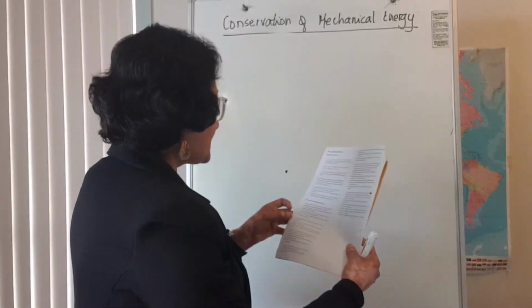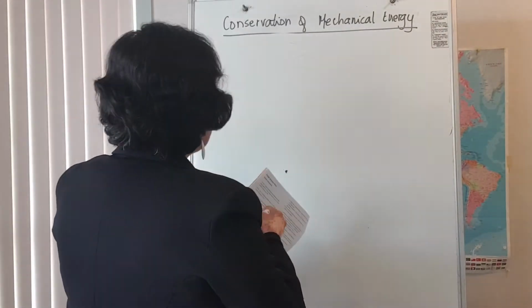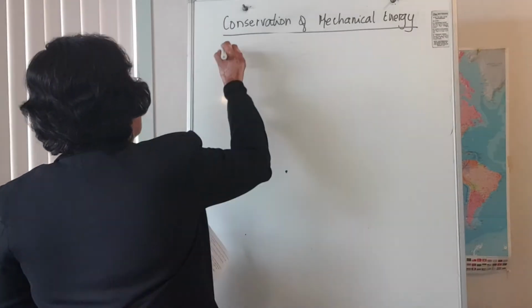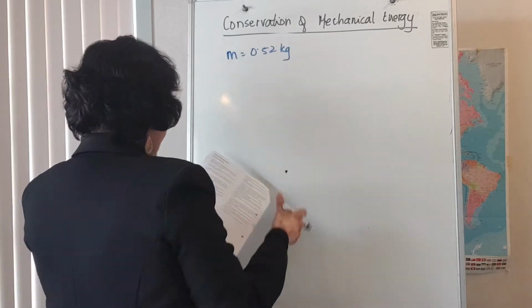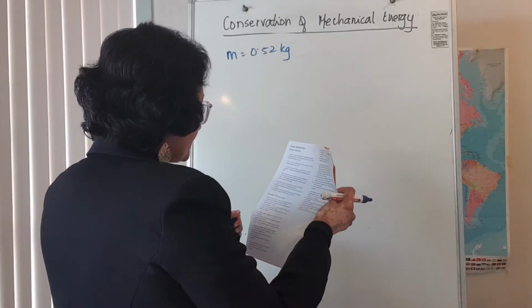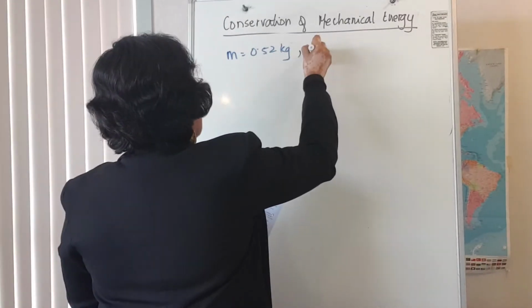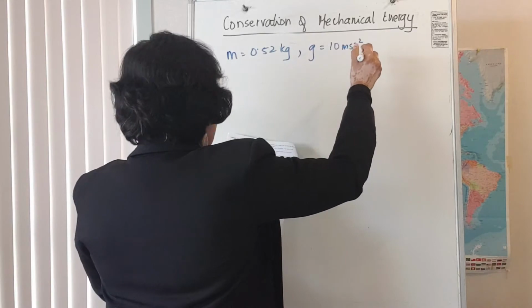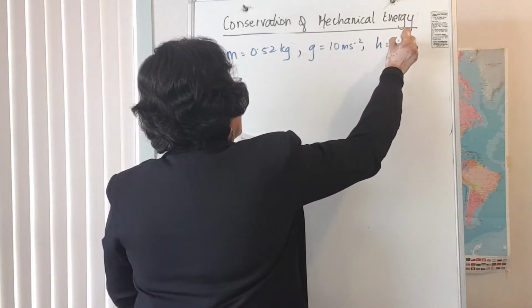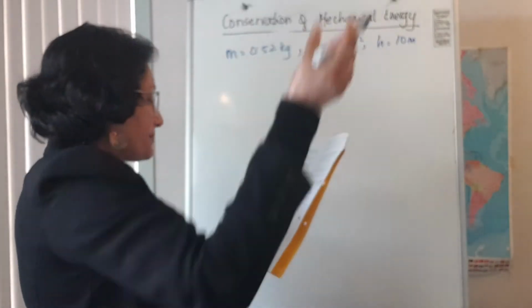Okay, so question 1 is: a ball of mass 0.52 kilograms is thrown up from the ground up to someone who's standing on a ledge. Now our g is always 10 meters per second squared. The ledge is 10 meters high. That's the height of the ledge. So someone's standing there, and a ball is thrown up.